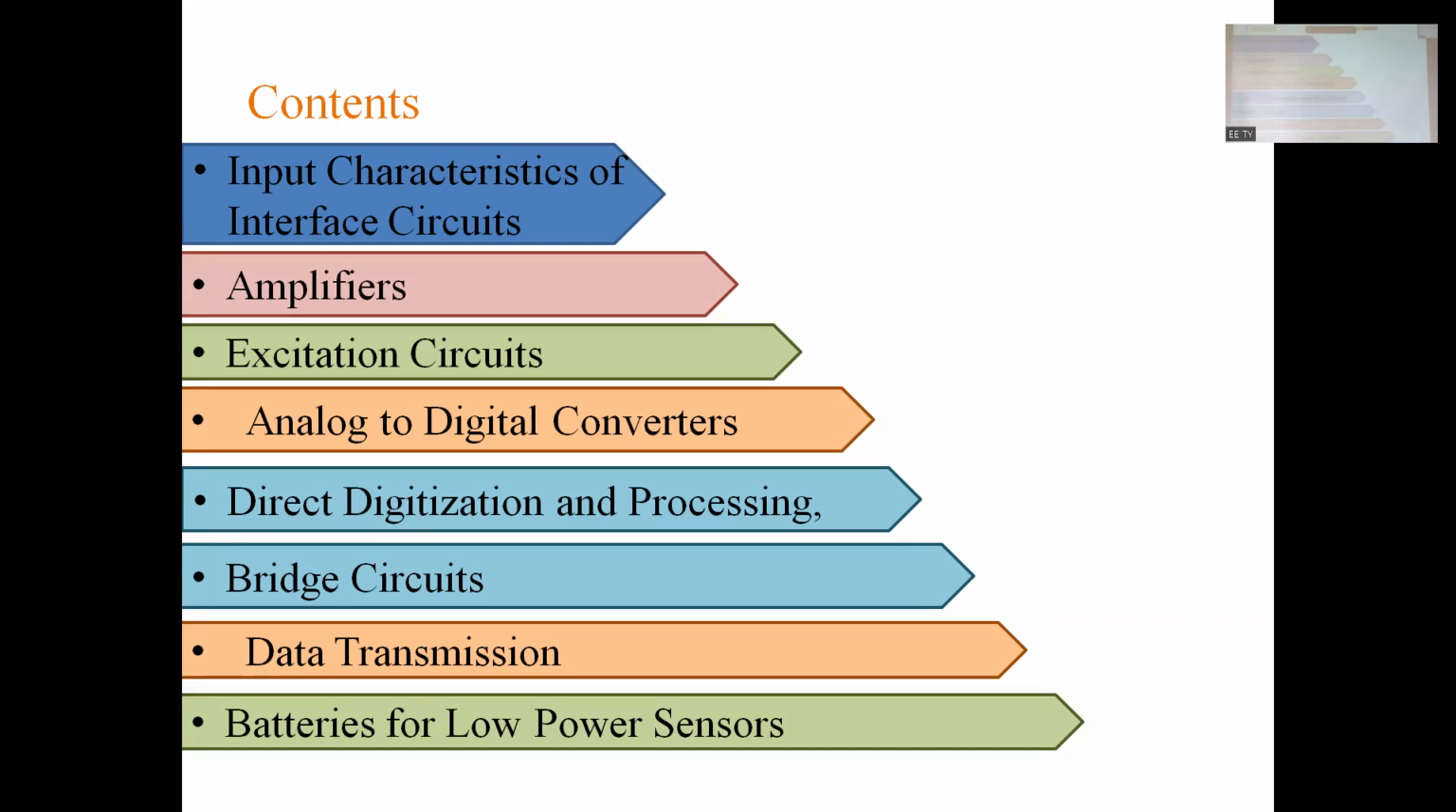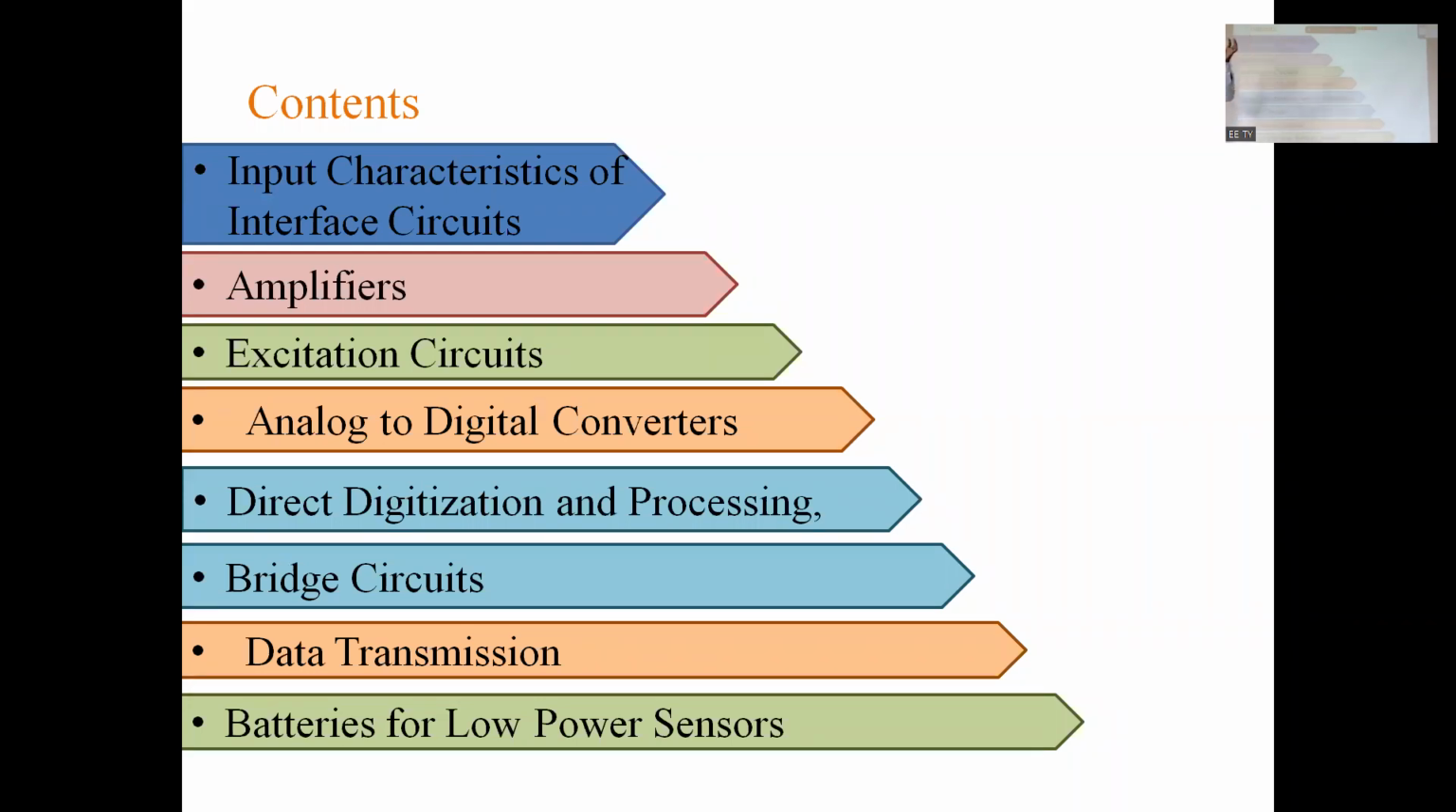If the output of the sensor is in the form of voltage, in the form of a low level signal, then we use an amplifier or some electronic circuitry to interface it. Depending upon the output of the sensor, we are interfacing some circuitry. So we want to understand the input characteristics of interface circuits.